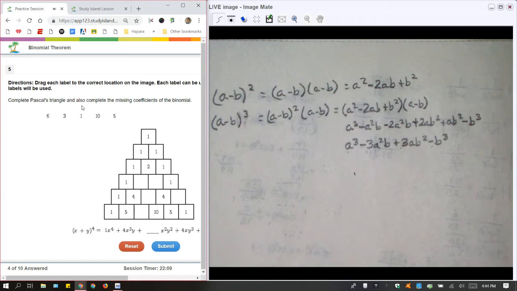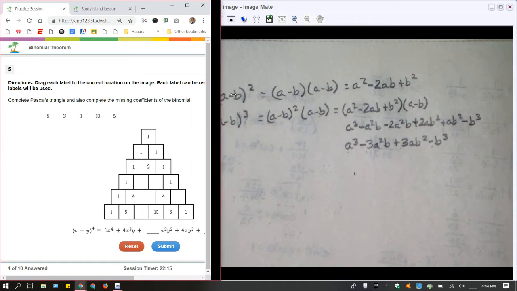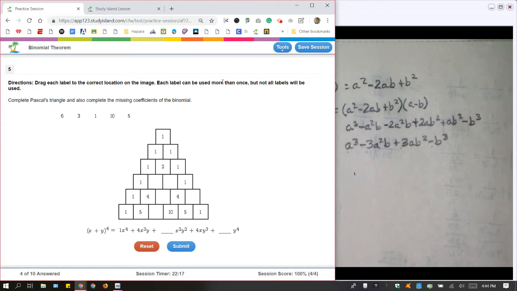Okay, directions. Drag each label to the correct location on the image. Each label can be used more than once, but not all labels will be used. Complete Pascal's triangle and also complete the missing coefficients of the binomial.